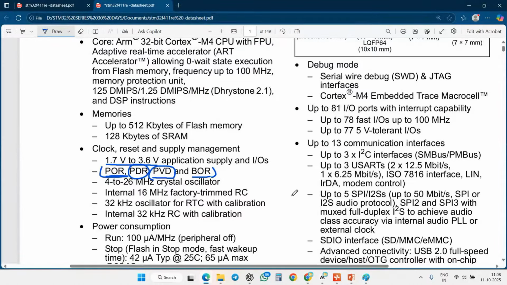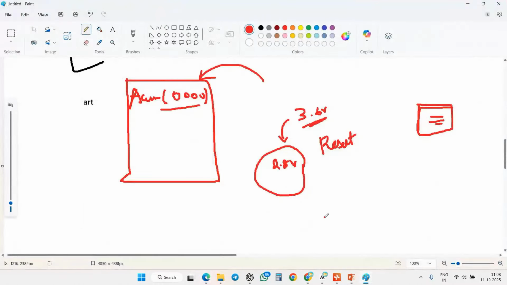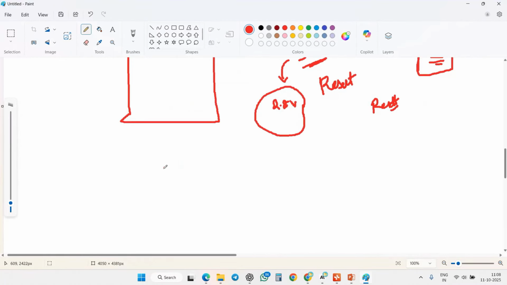And the brown out reset. Brown out reset is when some dip or voltage fluctuation happens in your voltage. This time it automatically gets reset to avoid some damage that could happen to your microcontroller. So we always think that if you are giving 3.6 volt and I try to give 10 volt, then only my microcontroller will get damaged or burst.